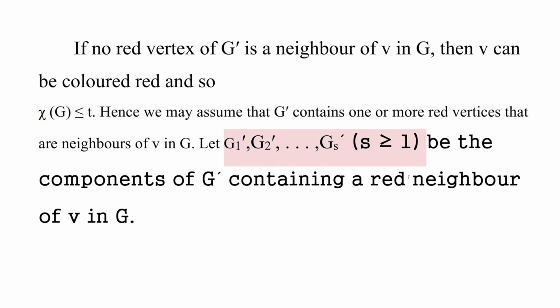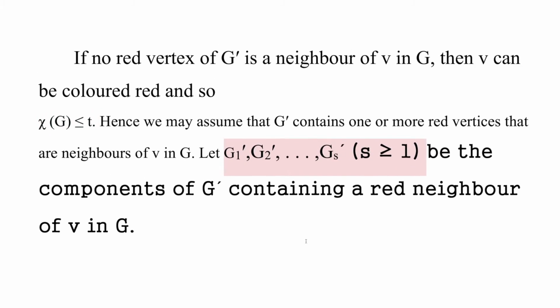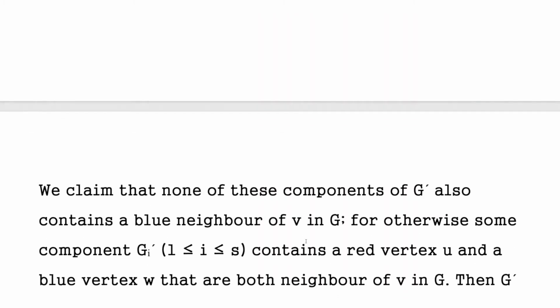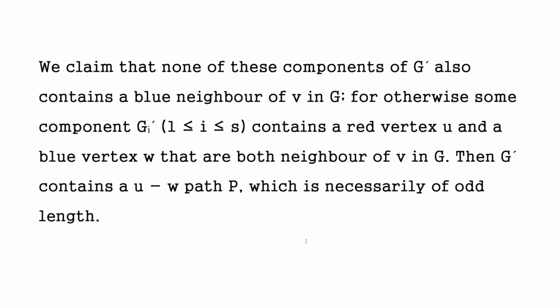Let G1 dash, G2 dash, etc., Gs dash, where s is greater than or equal to 1, be the components of G dash containing a red neighbor of V in G. We claim that none of these components of G dash also contains a blue neighbor of V in G, for otherwise some component Gi dash, where i lies between 1 and s, contains a red vertex U and a blue vertex W that are both neighbors of V in G.